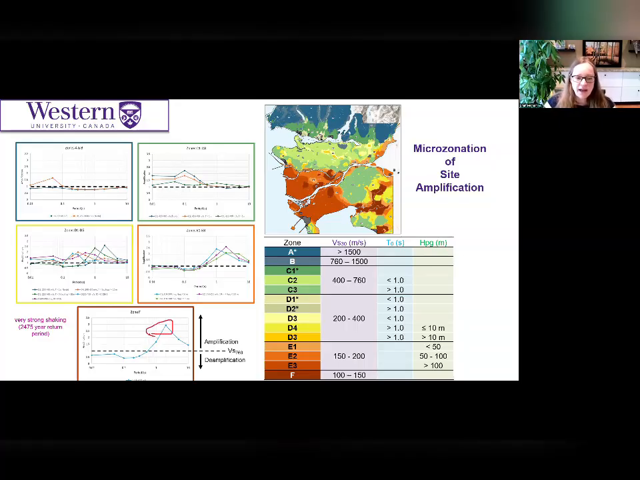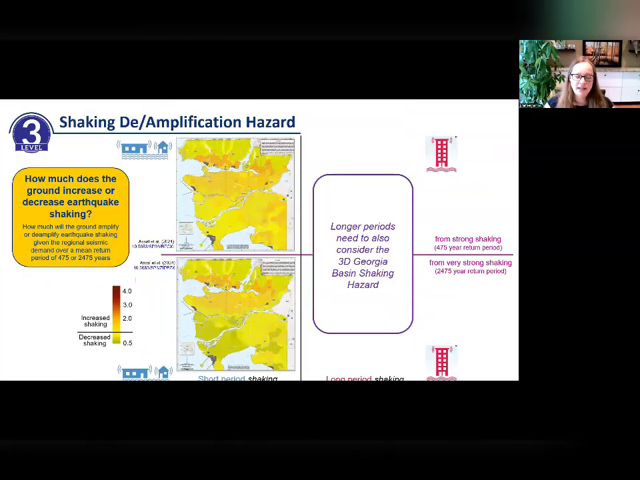Quickly, the highest amplification is going to happen at the softest sites. We're going to see de-amplification when it's stiffer than our considered VS30 reference ground condition. But we're also going to see amplification at short periods for stiffer ground or thin sediments, and amplification at long periods when it's soft and thick.